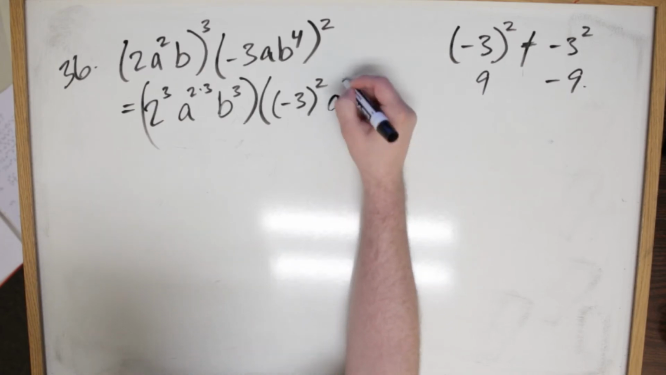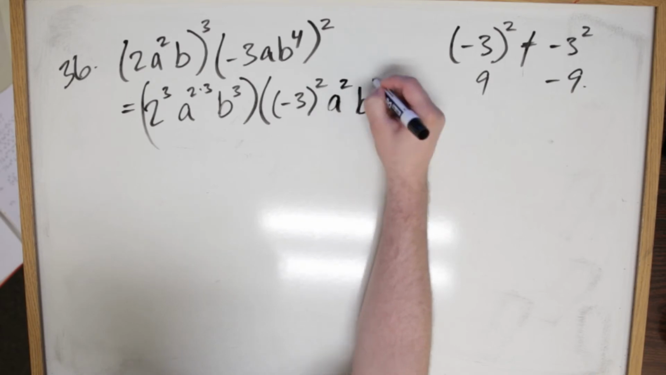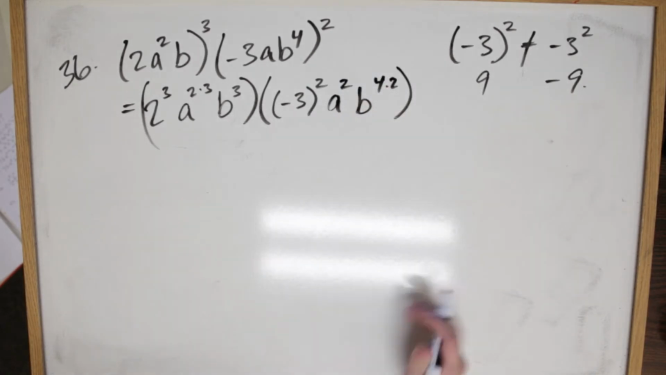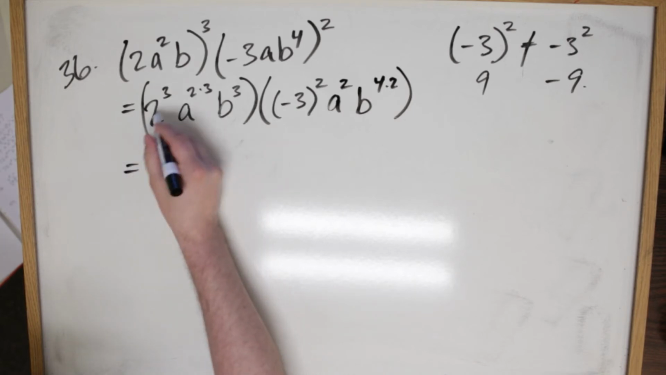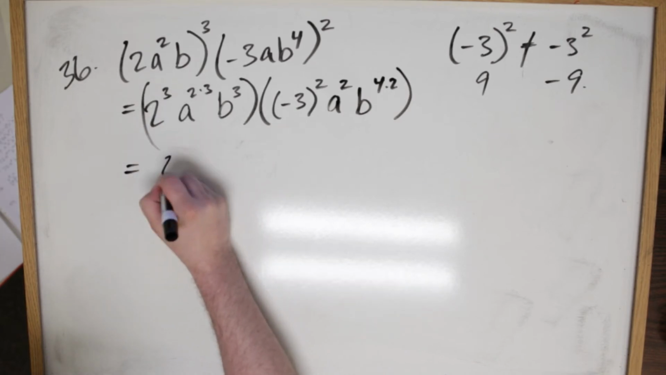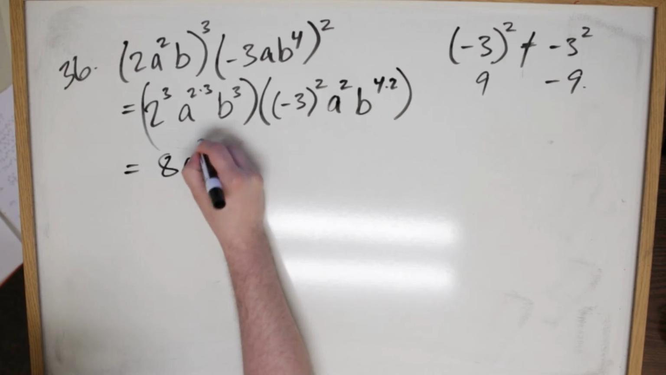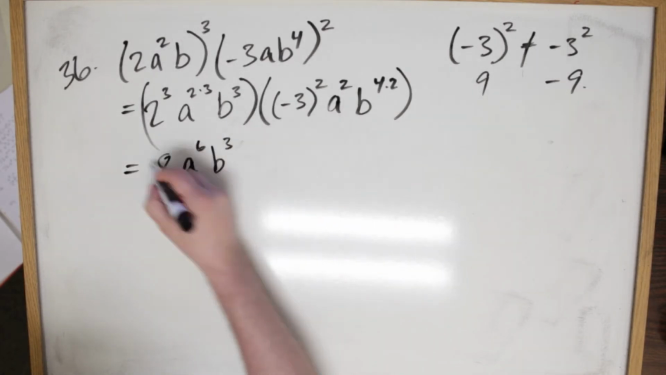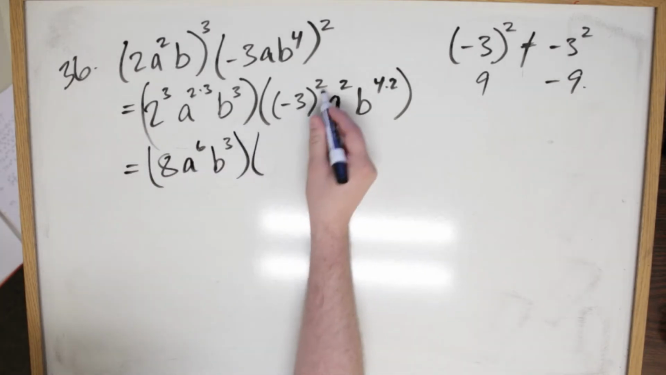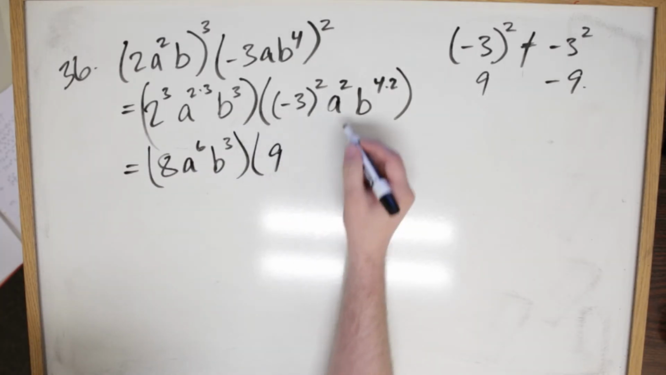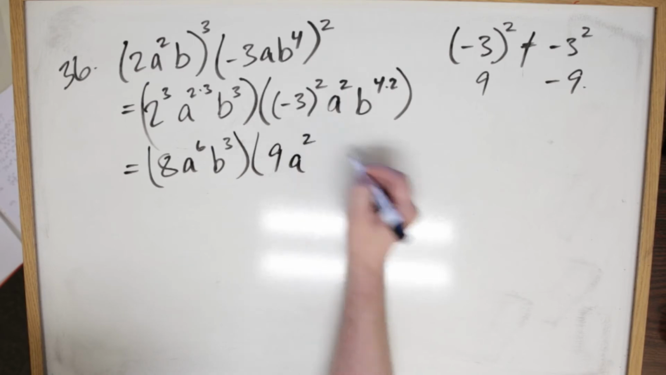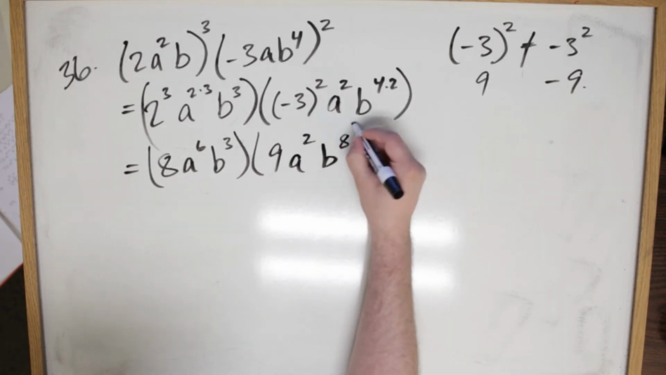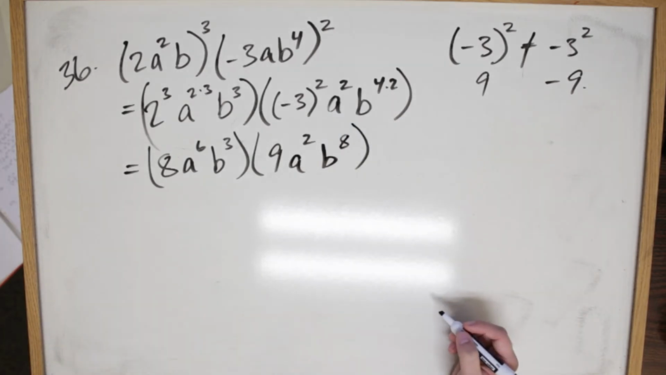So here we're going to have a squared, and then we're going to have b to the 4 times 2. Okay? So now 2 to the 3rd is going to be 8. This is going to be a to the 6th, b to the 3rd, times minus 3 squared is going to be 9. A squared, that follows along, b to the 4th, or sorry, to the 8th. Okay, we're getting there.